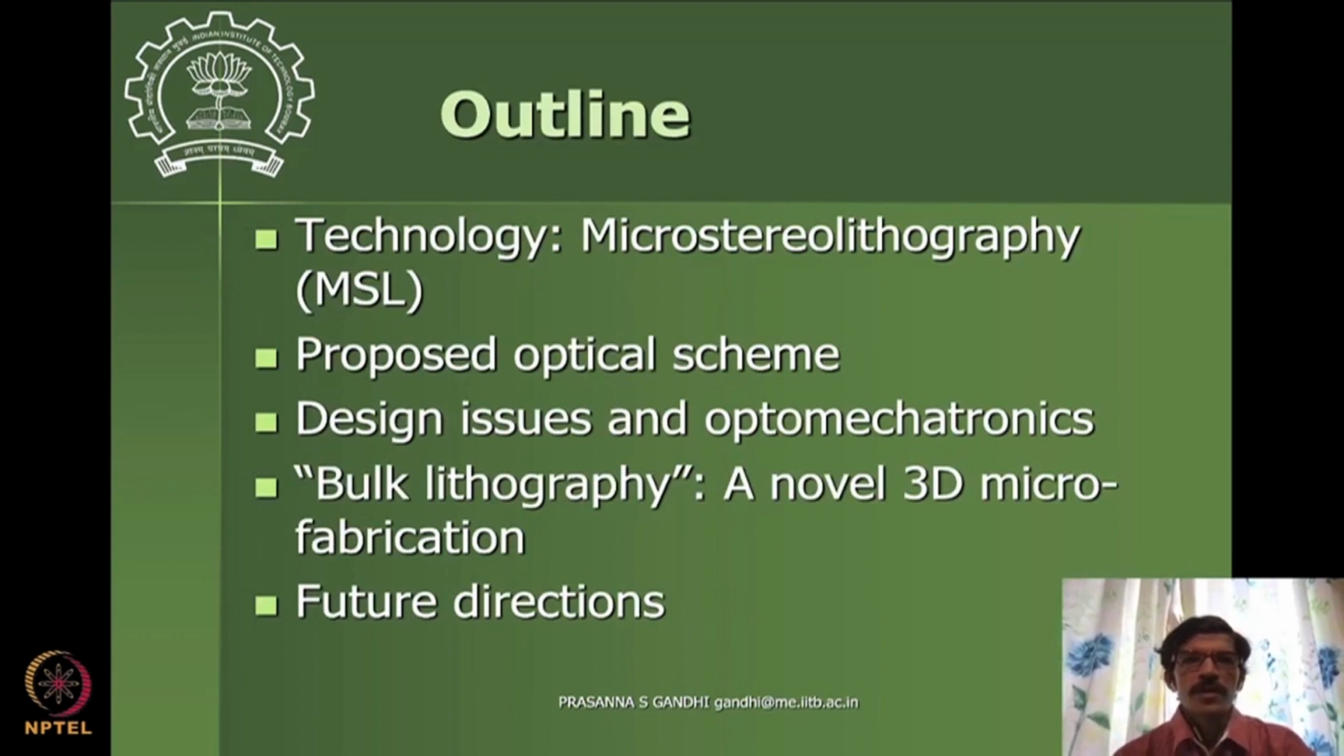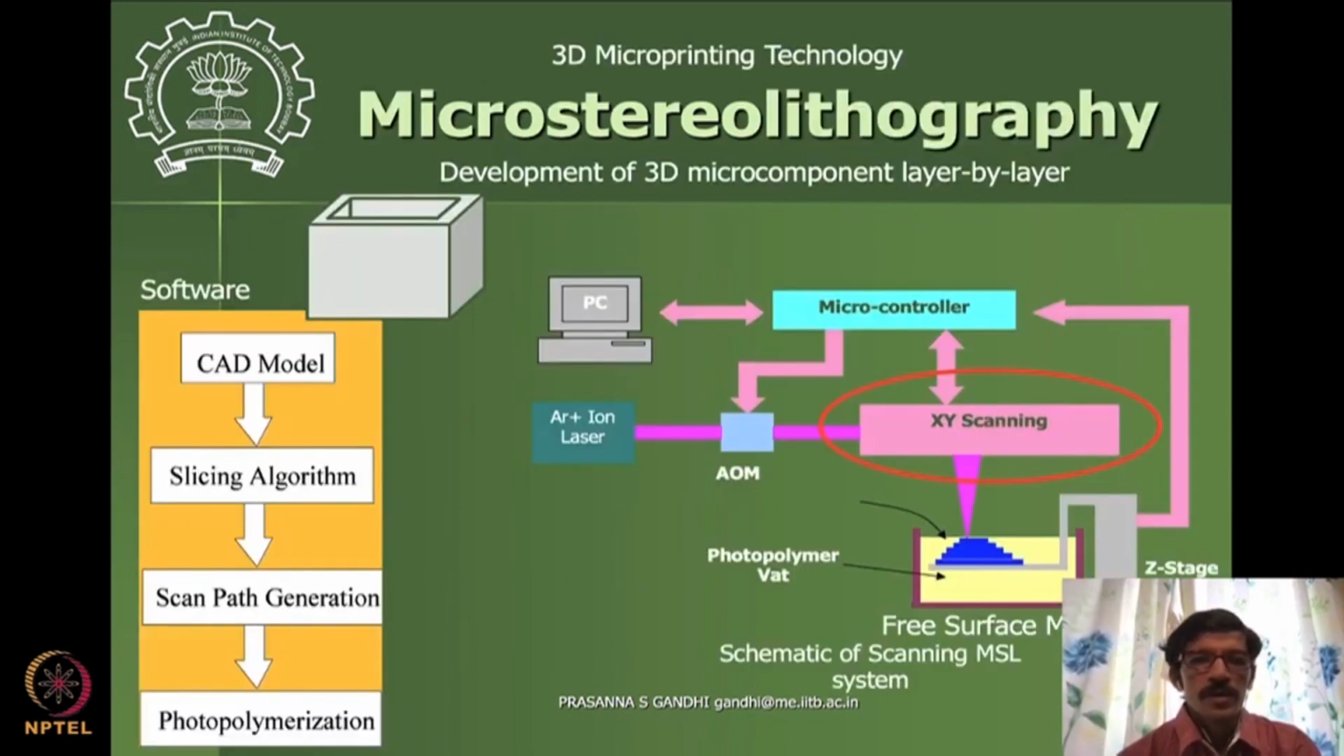This is roughly the outline of the talk. Right now we'll use this for 3D microprinting, the technology called microstereolithography. I'll talk about it. It is similar to 3D printing in an SLA kind of technology, and then we'll see what novelties we have come up with, and how some of these mechatronic concepts we have integrated into these systems to make sure they work the way we would like them to work. So microstereolithography is a simple technology of 3D printing.